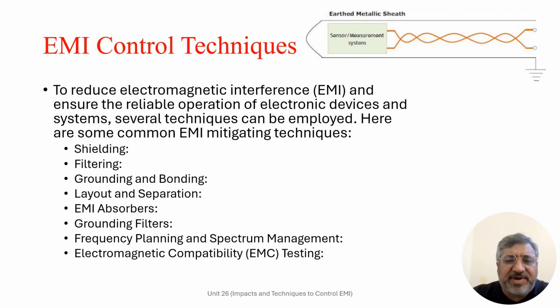Similarly, EMI filtering is also employed to suppress unwanted electromagnetic noise on power lines or signal lines. These filters consist of passive components such as capacitors, inductors, and resistors, or combinations of these components that attenuate high-frequency noise while allowing the desired signal or power to pass through. Filtering can be used at the input and output of the device to reduce conducted EMI.